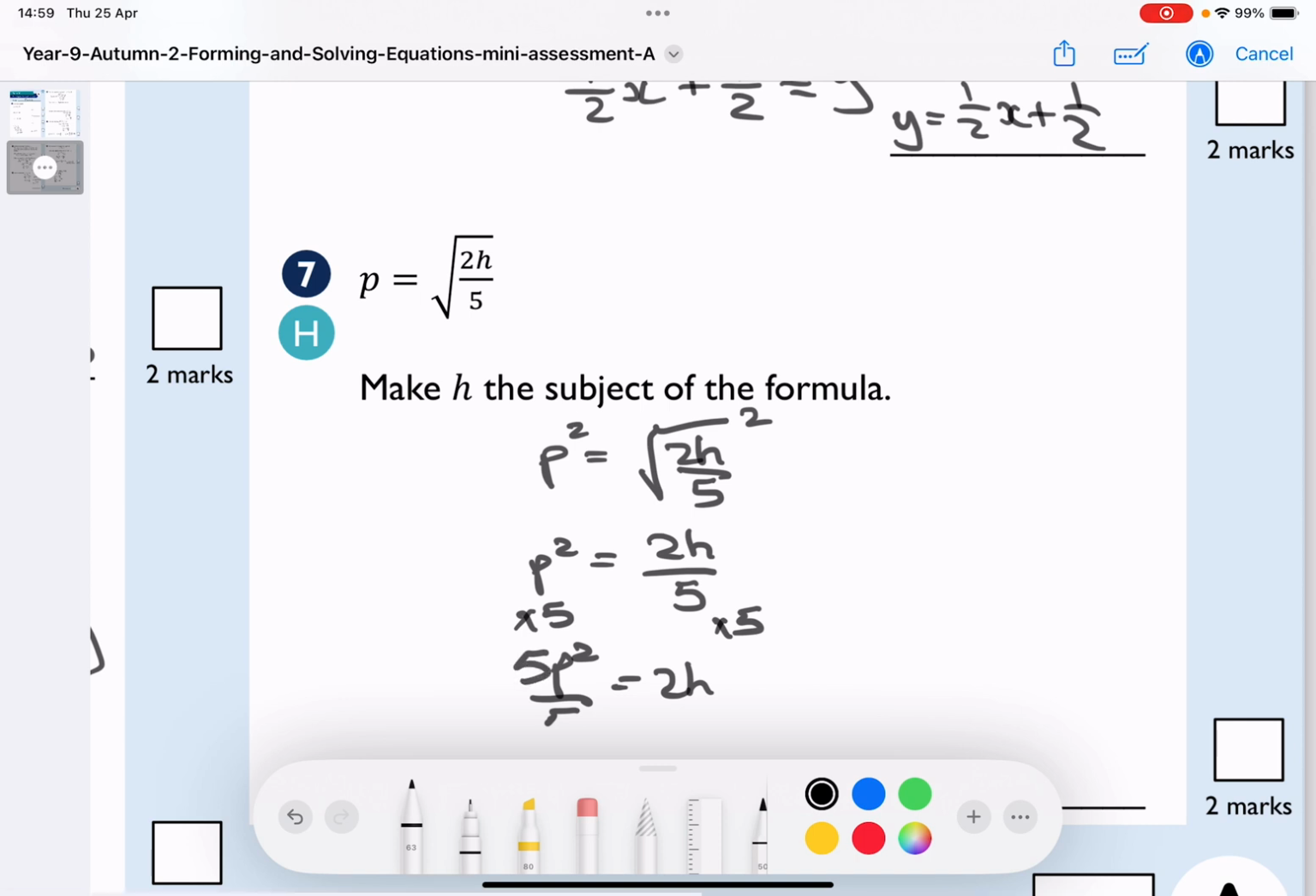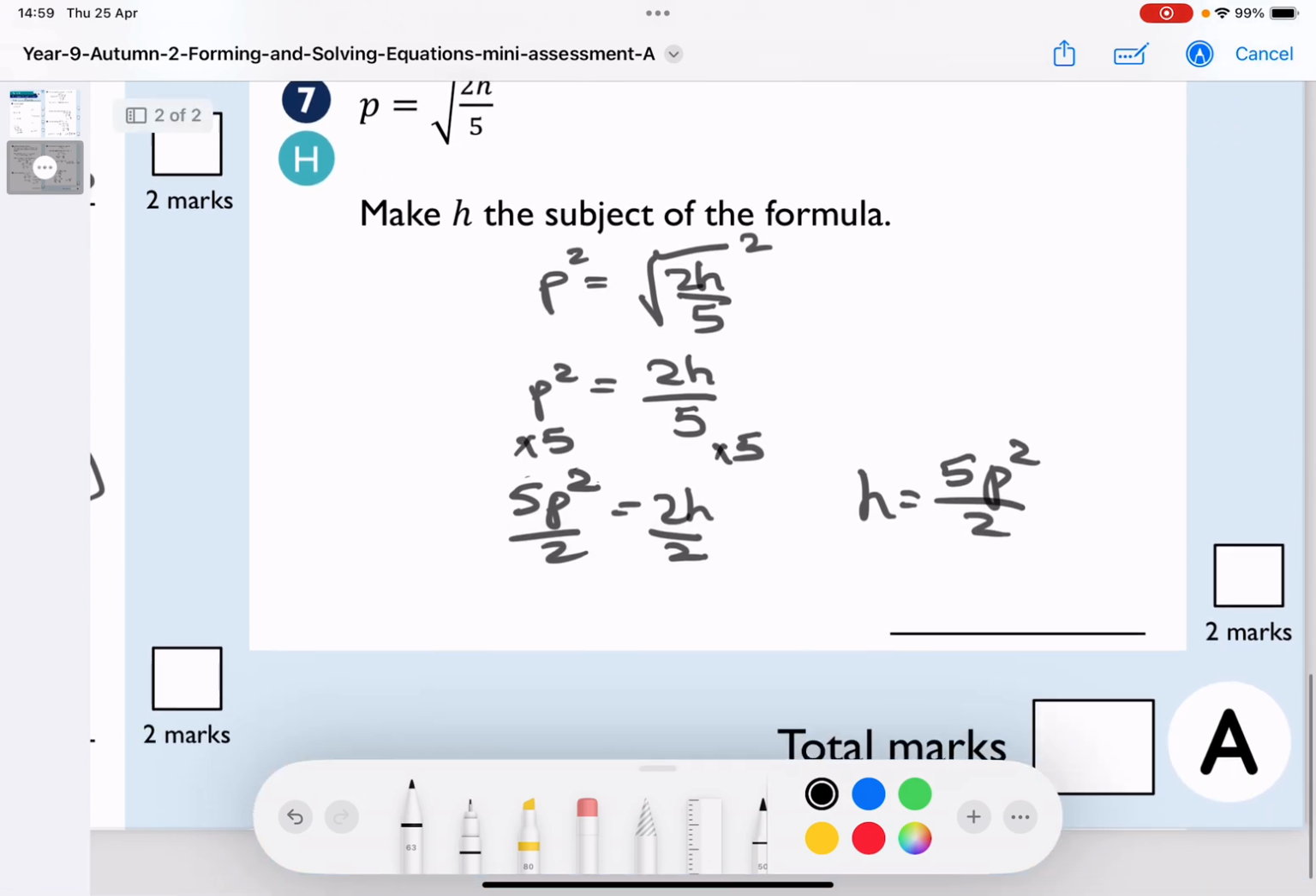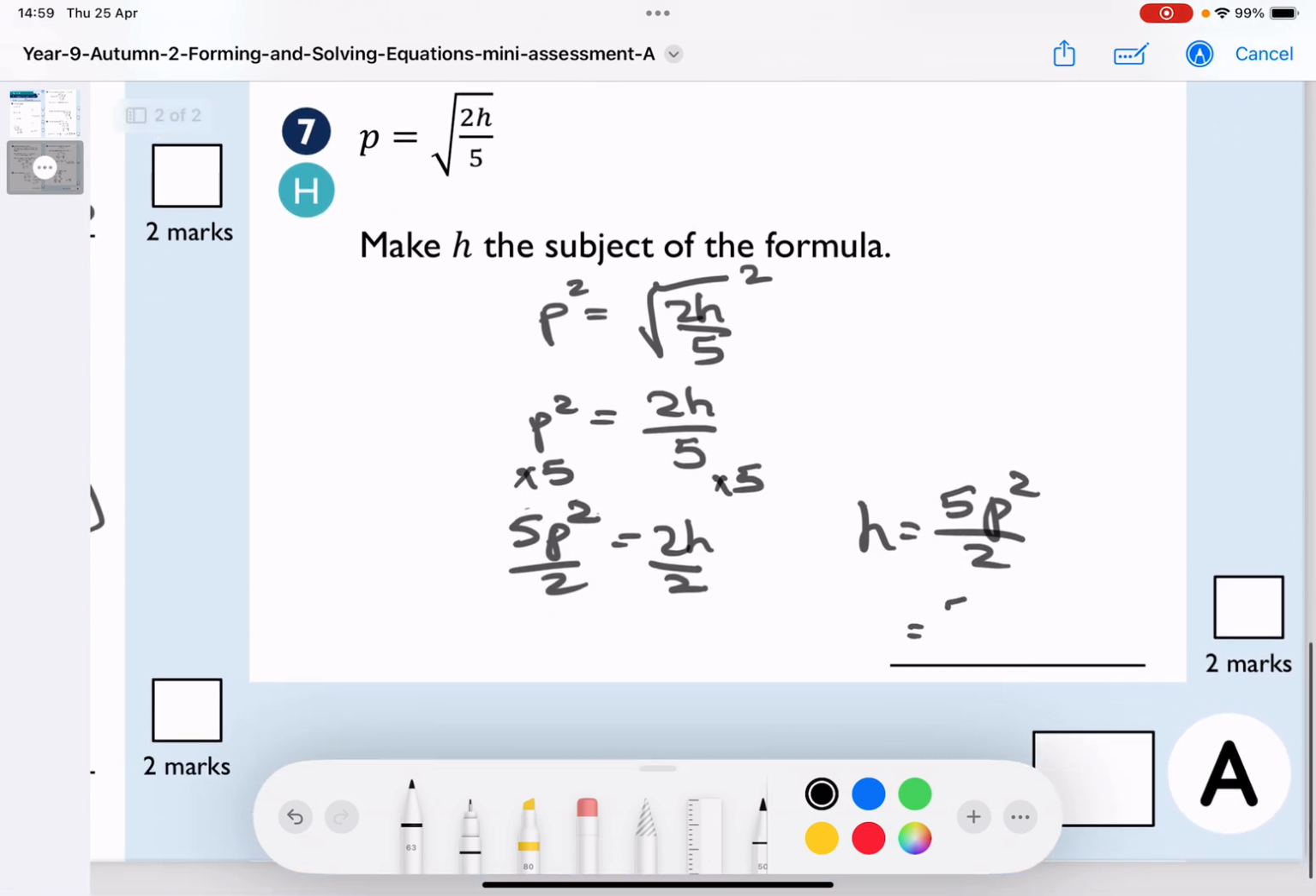So what I've got is 2h equals, sorry, my mistake. Let's write that again. Times by 5 is 5p squared. And then I just need to divide by 2, divide by 2. So h equals 5p squared over 2. Some people would write that as 5 over 2 p squared, but that is your choice. Okay.